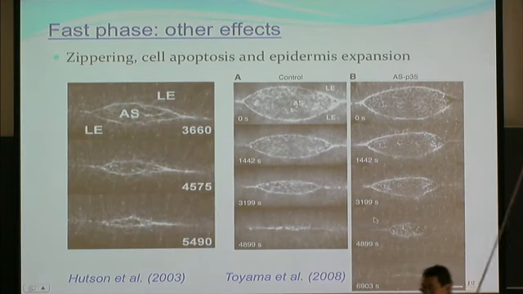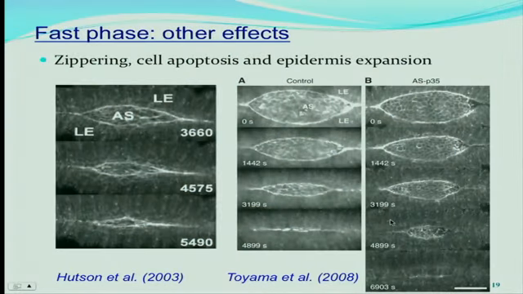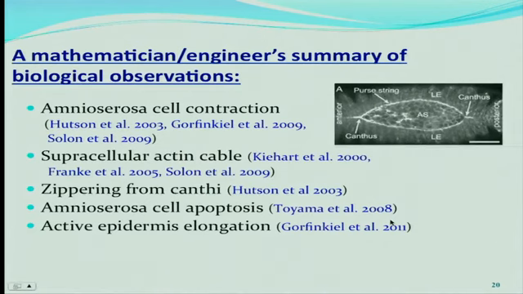And there's another observation. There seems to be active pushing in the tissue that's surrounding the annulus serosa. In other words, the surrounding tissue does not seem to be passively pulled in, but rather there seems to be active pushing as well. So that may be a contributing factor as well. But here's my simple summary, a mathematician's or engineer's interpretation of biological observations in this process.